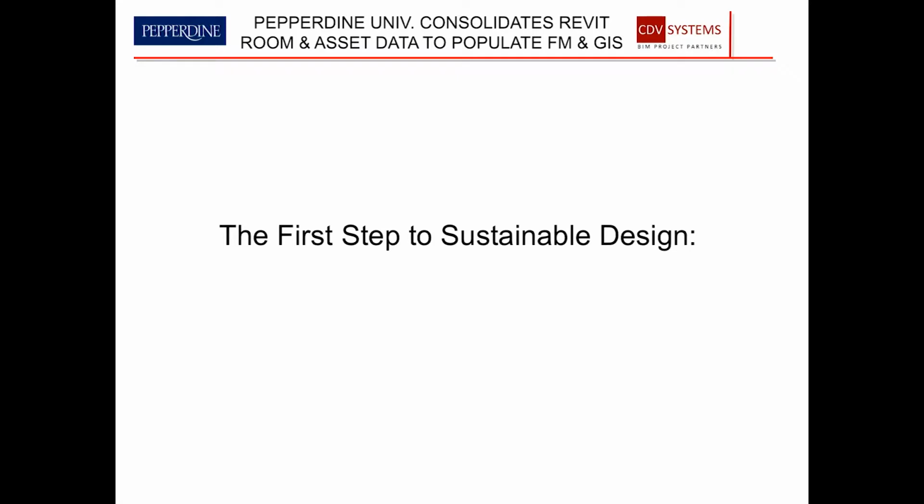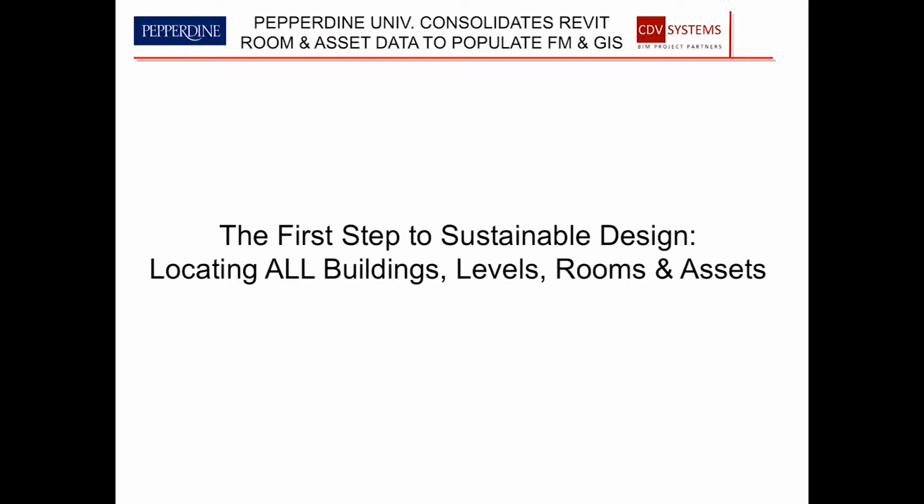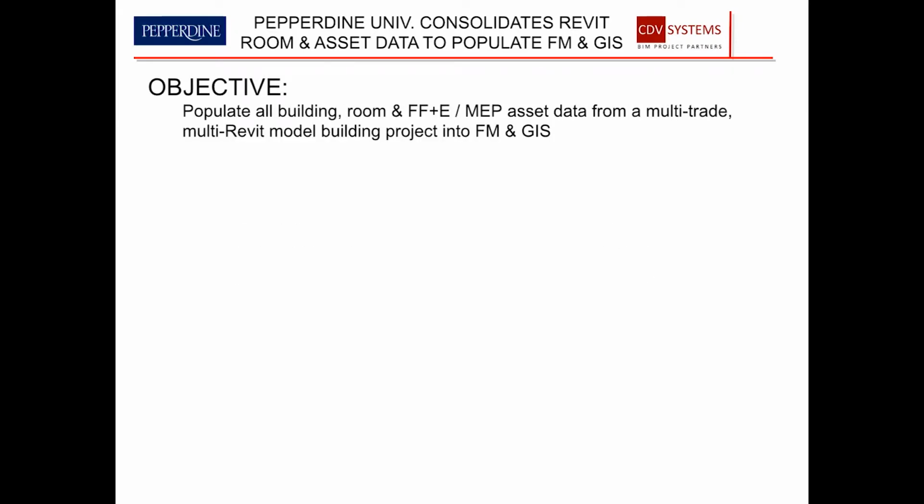So from our perspective, the first step to have a sustainable design environment, a campus, if you will, requires locating all the buildings, the levels, the rooms, and the assets. You have to locate the objects first in order to know how to maintain them. This workflow provides that. So here, the objective is we want to take the Revit models, combine all of the architectural FM data, this is a multi-model, multi-trade project, into one single source, to export to FM and GIS. Now the problem is that Revit doesn't populate to GIS directly.